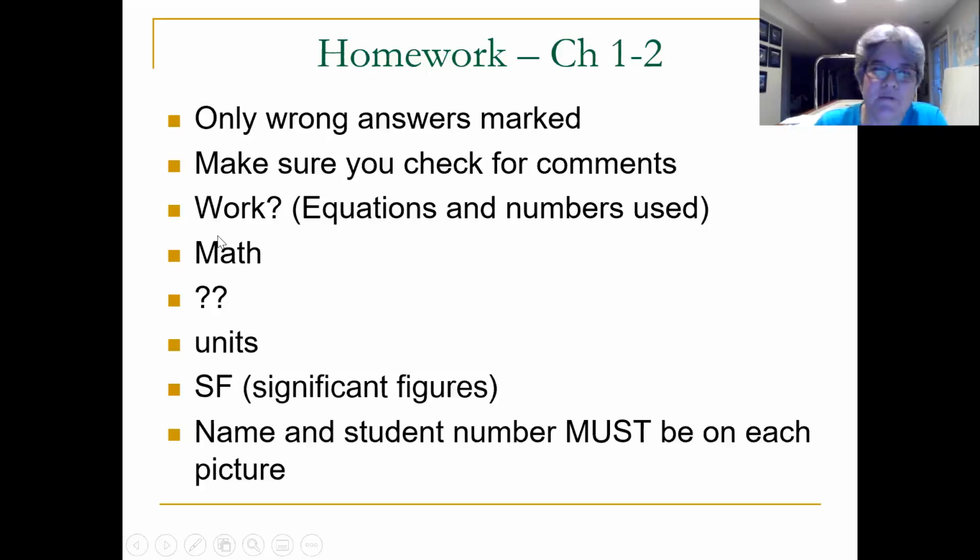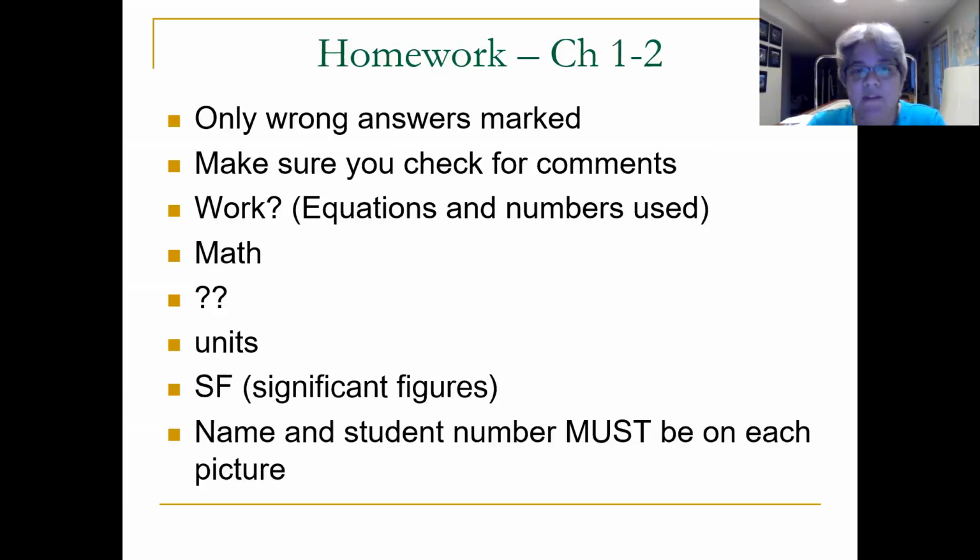If I'm asking for work, that means either you didn't show me an equation or you didn't show me a number. If I write math, that means that it looks like your equation is correct, your numbers are correct, but your math is wrong. If I put question marks, that either means I have no idea what you did, which is never good, or it means I can't read it, and then it's wrong.